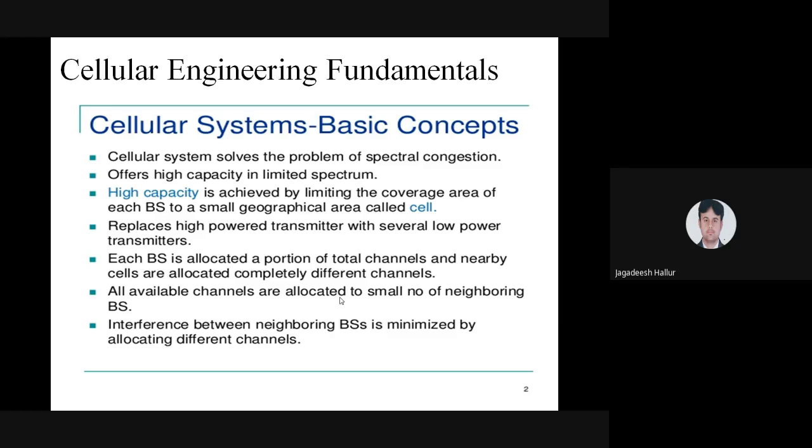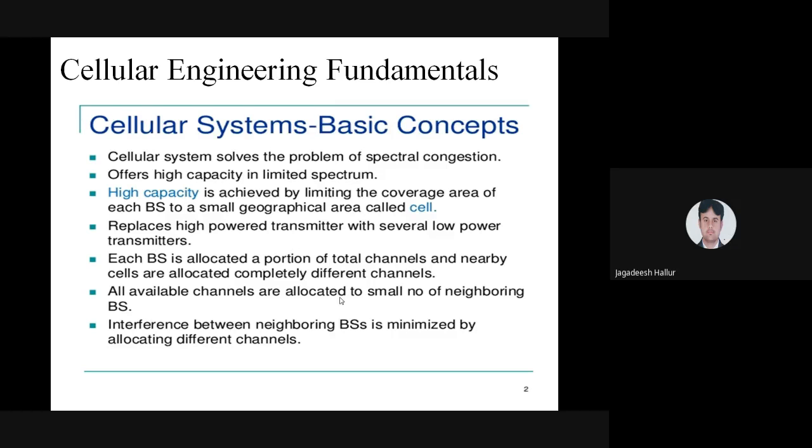Why are we using the cellular concept? To increase the efficiency, to give a better quality of service with the frequency spectrum, this cellular concept has been introduced. Why? Because a larger, higher power transmitter has to be converted into many lower power transmitters at a particular cell.